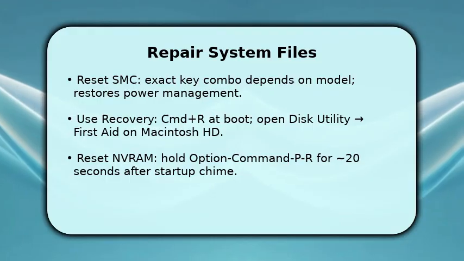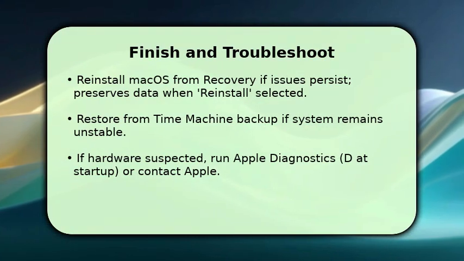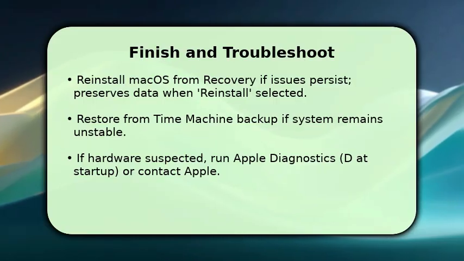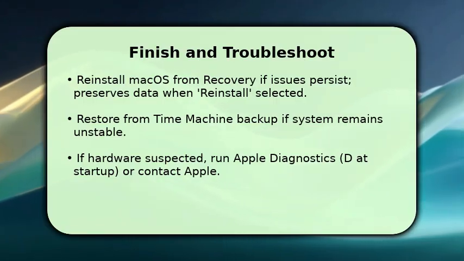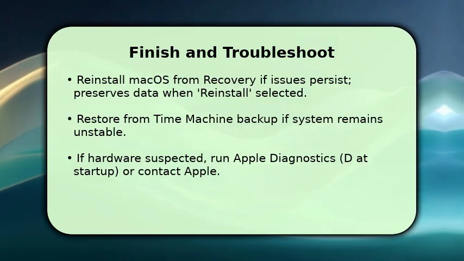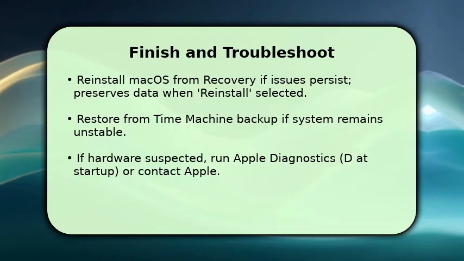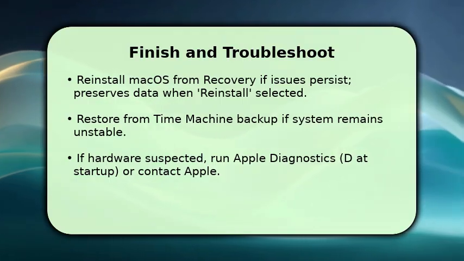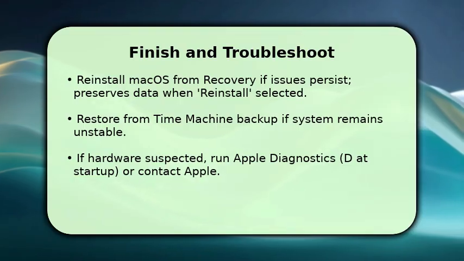To finish, update or reinstall macOS from recovery if software corruption persists. Choose Reinstall macOS to keep your files, and make sure your backups are current. Once reinstalled, apply all system and app updates, then restore missing data from a verified Time Machine snapshot if needed.